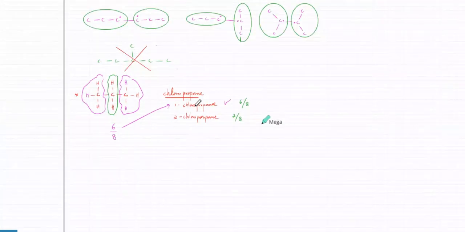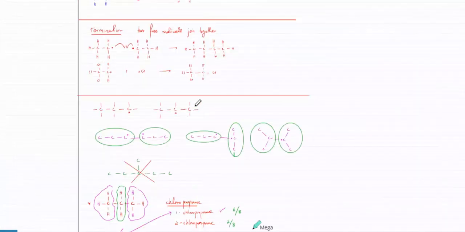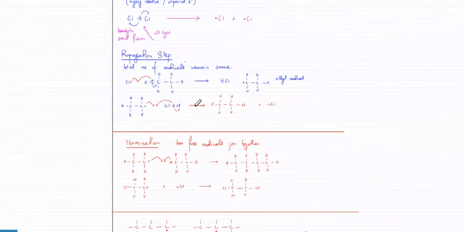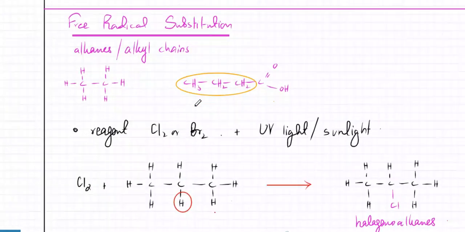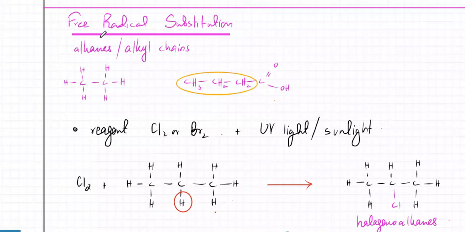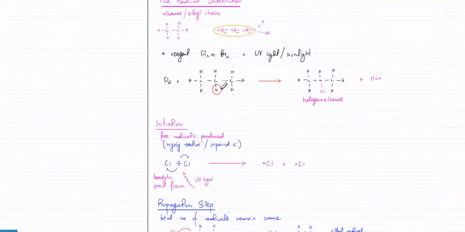We'll just move on from free radical substitution. Remember free radical substitution, and also remember, this is important, that I did write this: free radical substitution is not limited to alkanes only. It can happen in any alkyl chain. Even if it's a carboxylic acid, free radical substitution will take place, because the carbon chain looks exactly like an alkane chain. So it's going to happen.